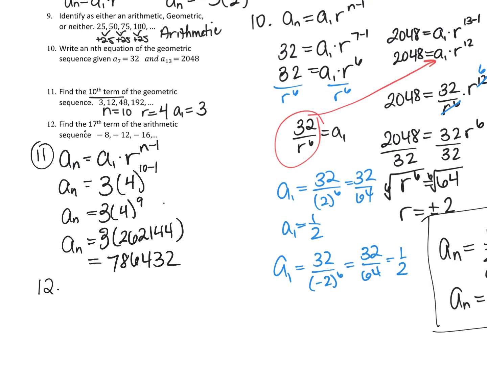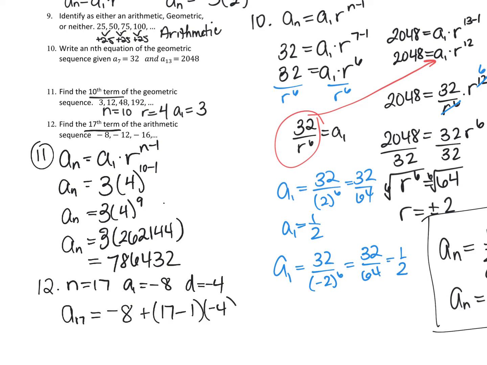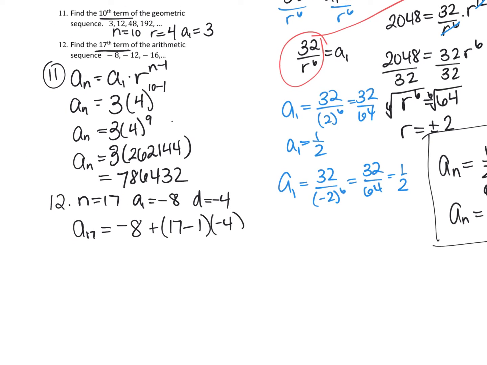Number 12, find the 17th term. So n equals 17 of the sequence negative 8, negative 12. A1 is negative 8, and D looks like negative 4. We're subtracting 4 repeatedly. So we have A17 equals negative 8 plus 17 minus 1 times negative 4. That's A1 plus n minus 1 times D. Don't forget that plus sign.